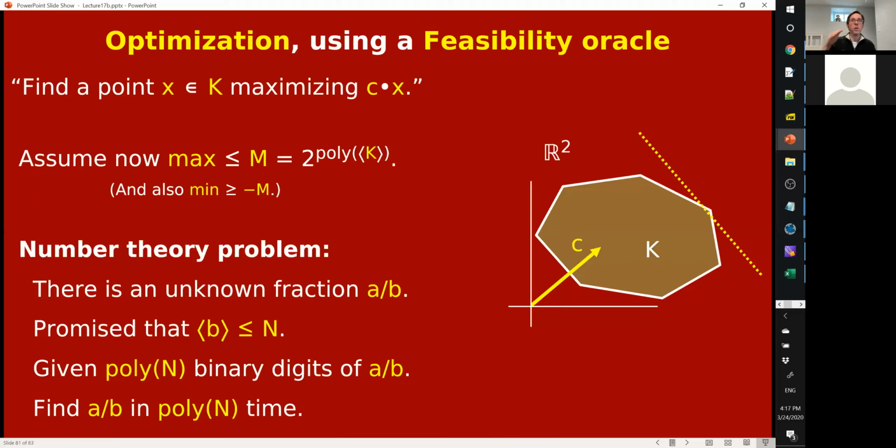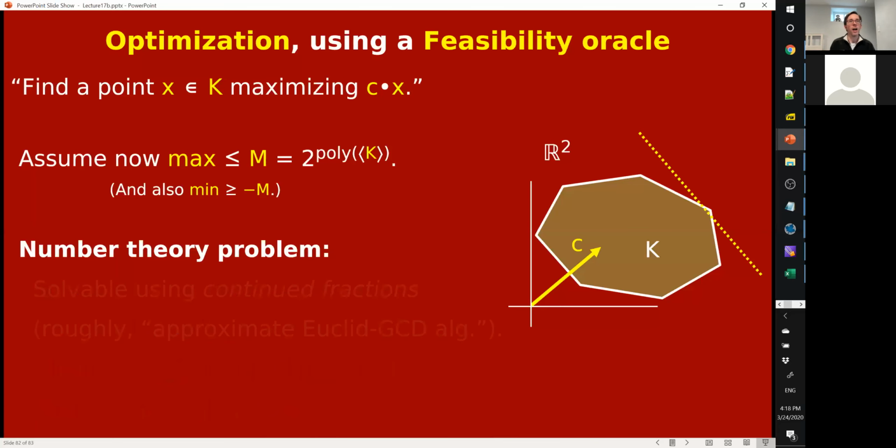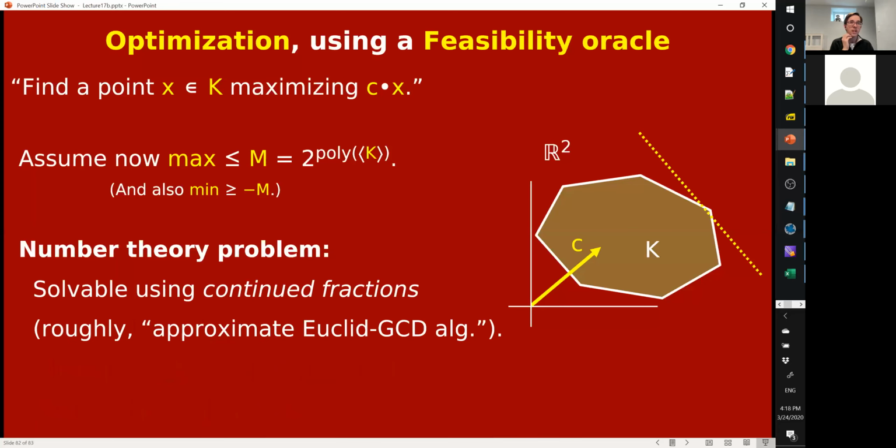I give you a denominator upper bound of n digits, and I give you an extremely close, poly n close, decimal or binary representation of this fraction, and I say, tell me the actual fraction. This can be solved using continued fractions. It's actually not that hard. I'm not going to get into it, but it's basically like doing Euclid's GCD algorithm in an approximate form. Suffice it to say, you can do it. So I'm going to skip that.